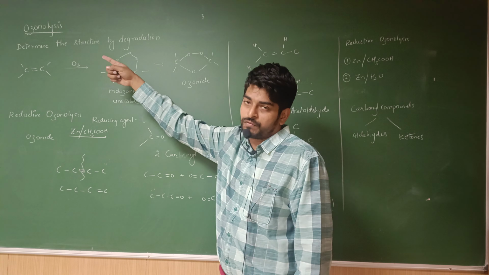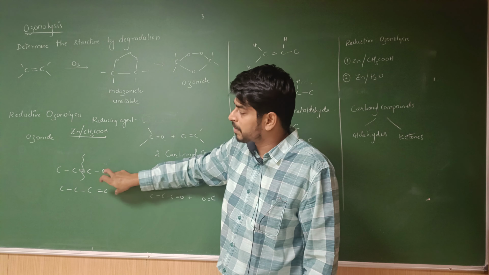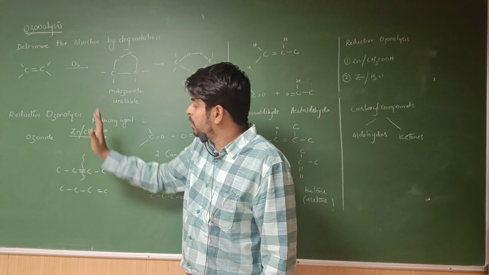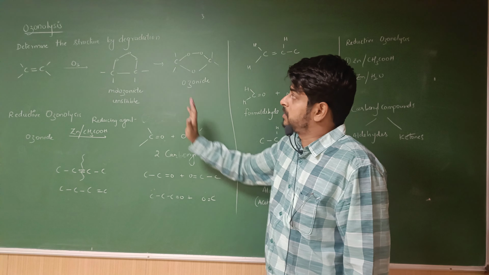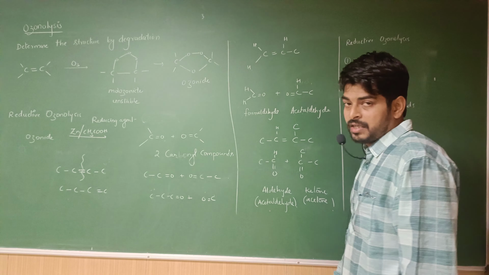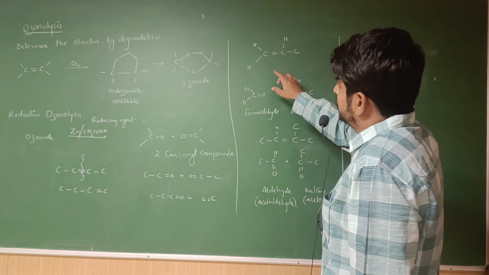That is the advantage of ozonolysis. Thereby you are determining the structure of the alkene. How? By breaking it into carbonyl compounds. That is the degradation part. This is the ozonolysis reaction. Let us see a few more examples.